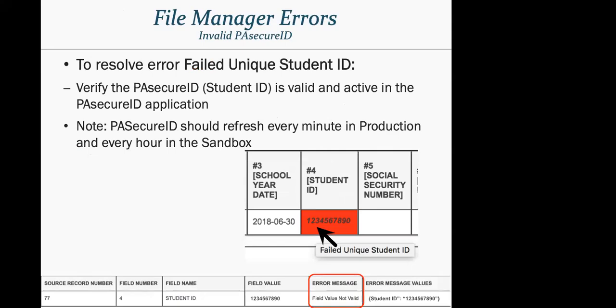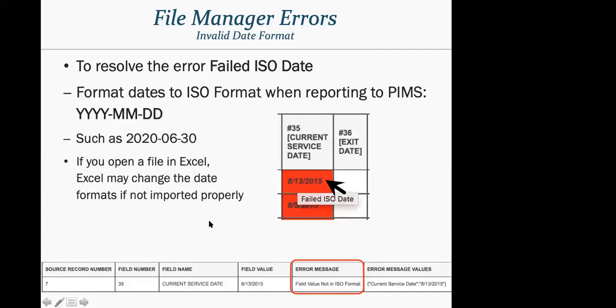We can have an incorrect ID. The ID should refresh every minute in production, every hour in the sandbox. So in the sandbox, if it's brand new, you might not see it for an hour. But you could have an incorrect ID. Maybe it's retired, maybe it was just not put in there correctly. And once again, we have both of our views, the list view and the highlighted view.